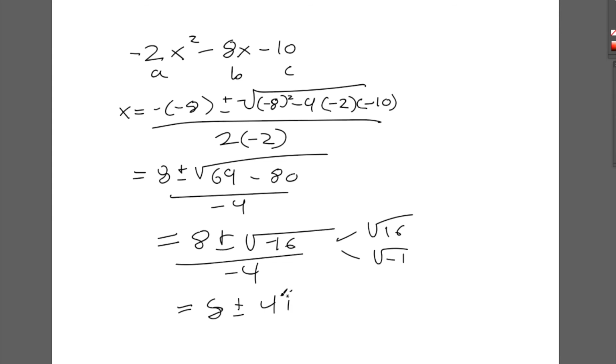4i over -4. So what we want to do here is reduce, and that will bring you to the 4 goes into 8 2 times, and since it's a -4, you have -2, and the 4 cancels out the 4 up here, so you're just left with the i, so you get 2 plus or minus i as your final answer.